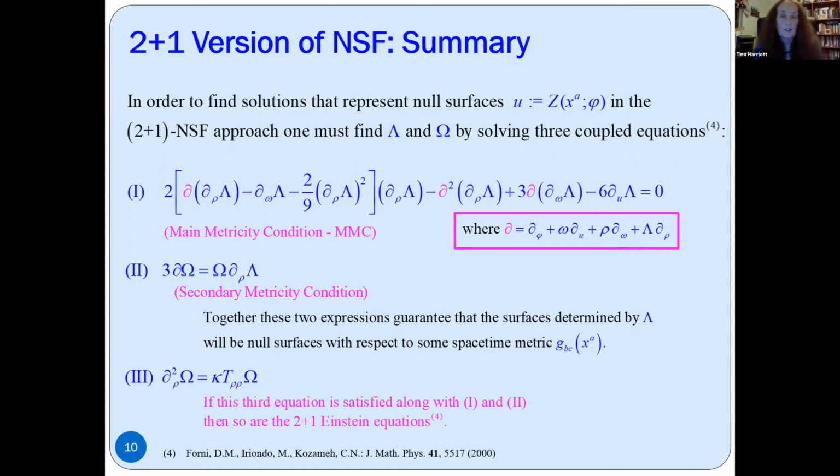The third equation is the equation that, when satisfied along with the other two, guarantees that the 2+1 Einstein equations are also satisfied. And one can see that using this function omega, it determines the rho rho component of the stress energy tensor.